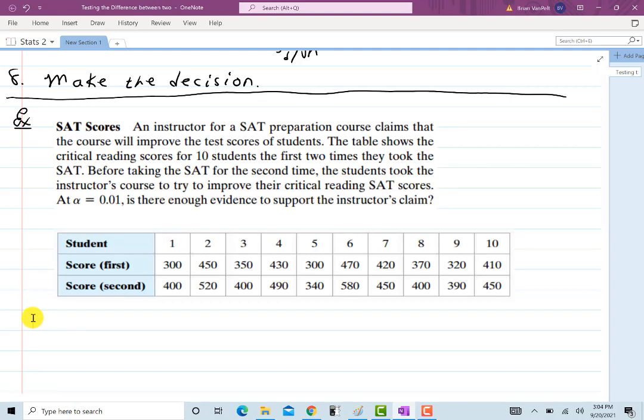All right, here we have an example where students take the SAT, and then to improve their scores, they take a class to help improve them. And so the idea here is to determine whether the class helped them or not. And the first thing before we set up anything is to get our sample statistics. And they're given right here. We want these numbers, but I actually want the difference of these numbers.